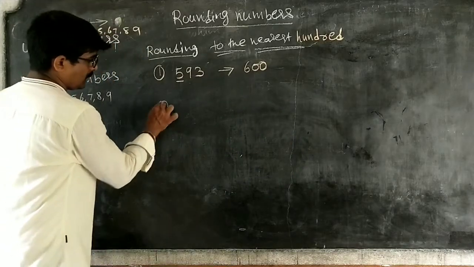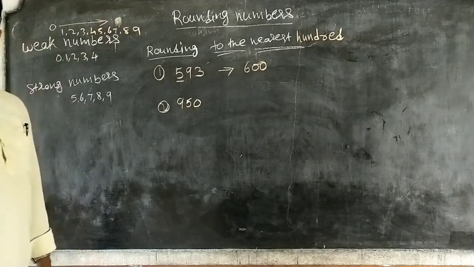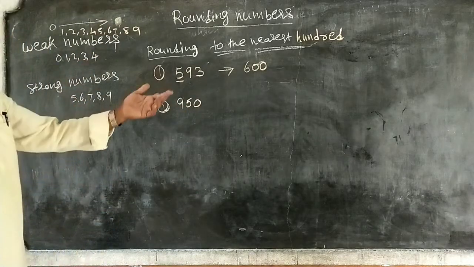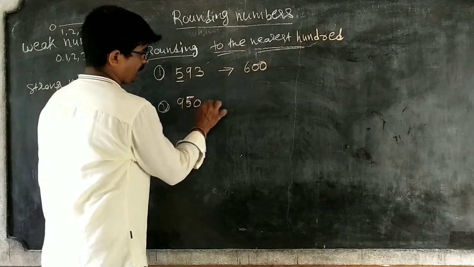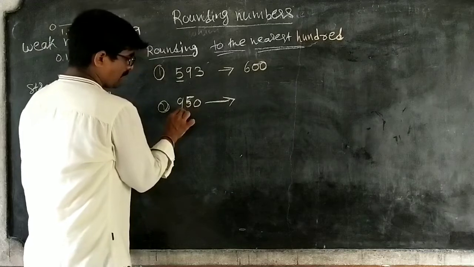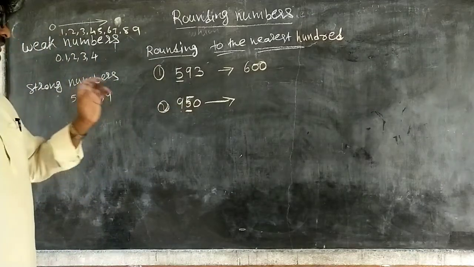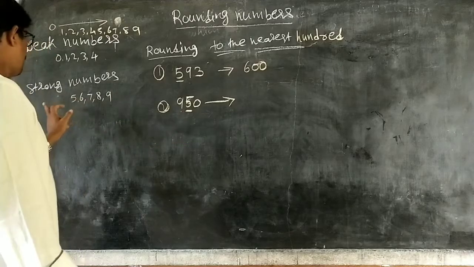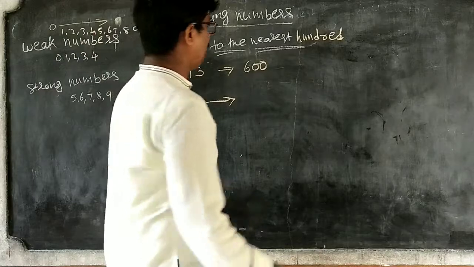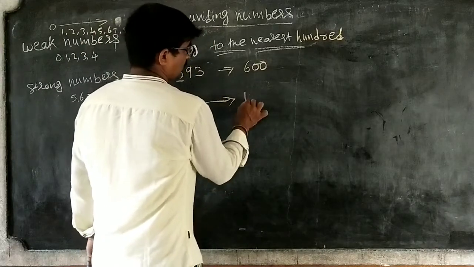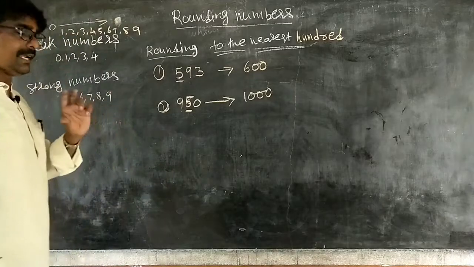For example, 950. Nearest to 100. For the nearest 100, you have to observe the tens place. The tens place is 5. Is 5 a strong number or a weak number? 5 is a strong number. That is equal to 1000.